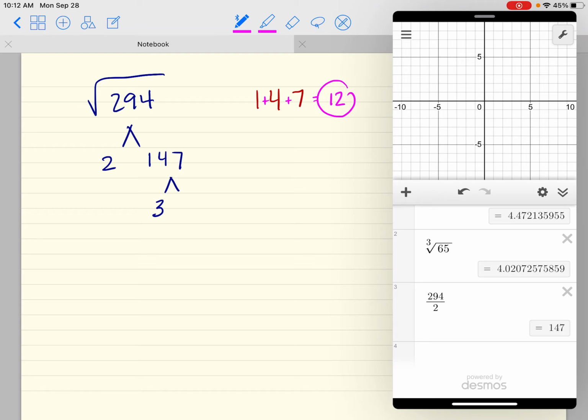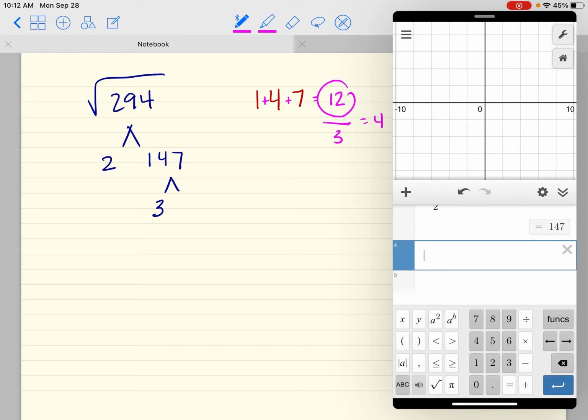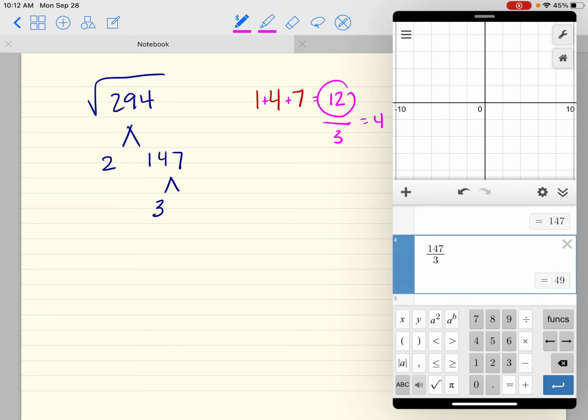If the sum of the digits divides by 3, which this does, then the whole number is divisible by 3. So 147 divided by 3 is exactly 49. If you didn't know that trick, maybe that'll help you.